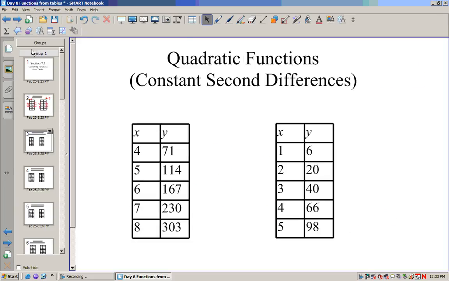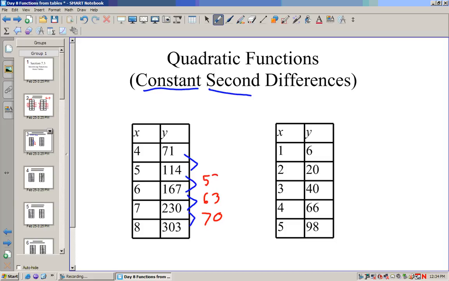Now for quadratics, they have something a little unusual. We call it the constant second differences. So if I find the differences in each of these values, say 303 minus 230, I'll get 73. 230 minus 167 will give us 63. 167 minus 114 will give us 53.